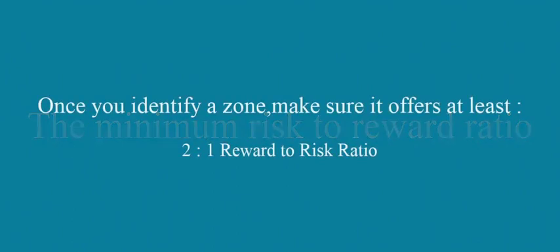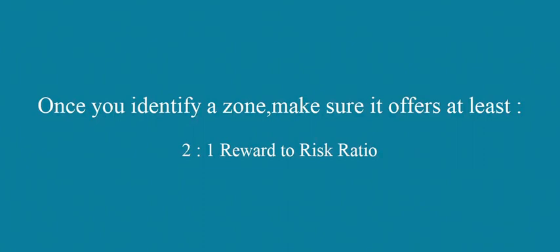So once you identify a supply or a demand zone, you have to make sure that the zone offers at least 2-to-1 reward to risk ratio. So what do I mean by 2-to-1 reward to risk ratio? I mean that the amount of pips or money that the trade allows you to win should be at least twice the amount of pips or money that you want to risk. In other words, your profit should be at least twice your risk.